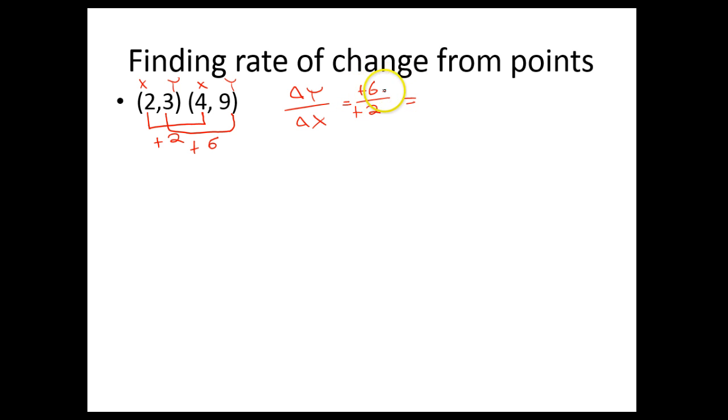Now remember, they're both even, so I can divide top and bottom by 2 or simplify. And I get 3 over 1, which is 3. So that's even steeper than the rate of change of 2 in the last example that we saw.